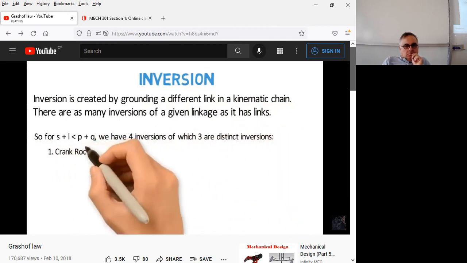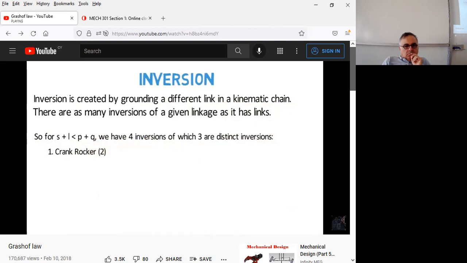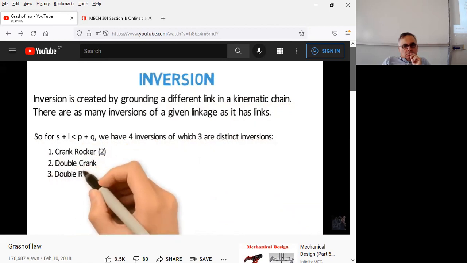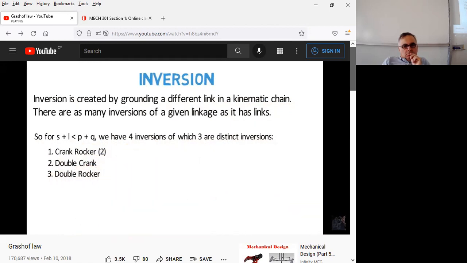First, crank rocker, which is obtained by grounding either of the links adjacent to the shortest link, so they are two in number. Second, double crank, which is obtained by grounding the shortest link. And third, double rocker, which is obtained by grounding the link opposite to the shortest link. Now we proceed to discuss the second part of the Grashof condition.